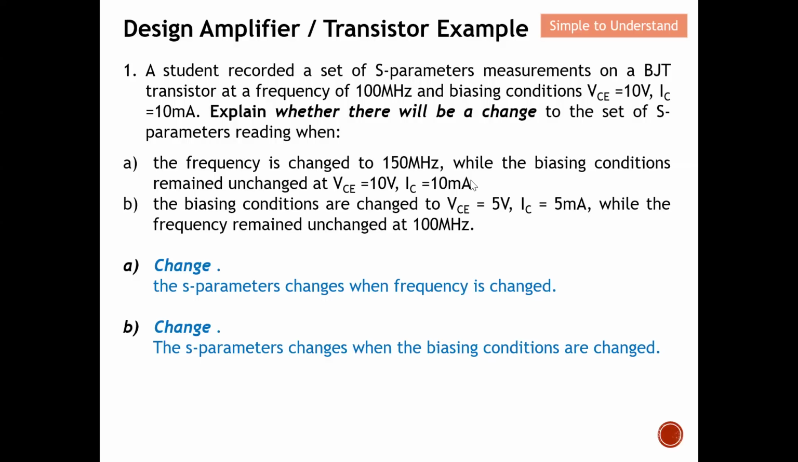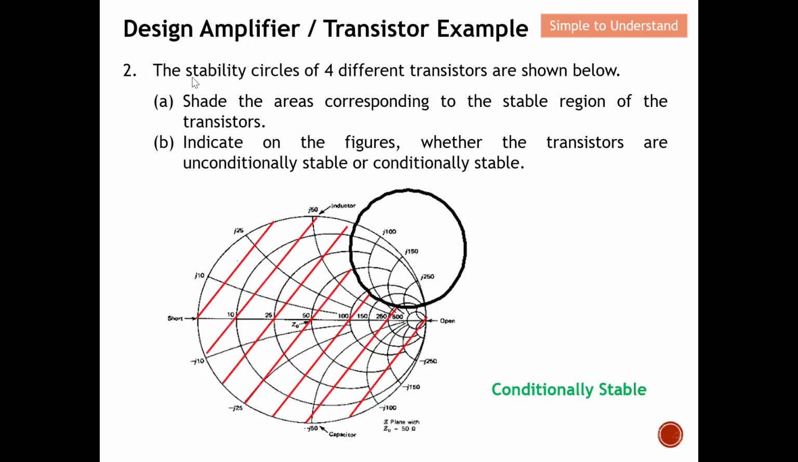While over here, you show that, for example, for this case here, if the transistor remains unstable, I can always change the biasing condition, and I have the possibility that the unstable transistor may be able to work now. The second question here: the stability circles of 4 different transistors are shown below.